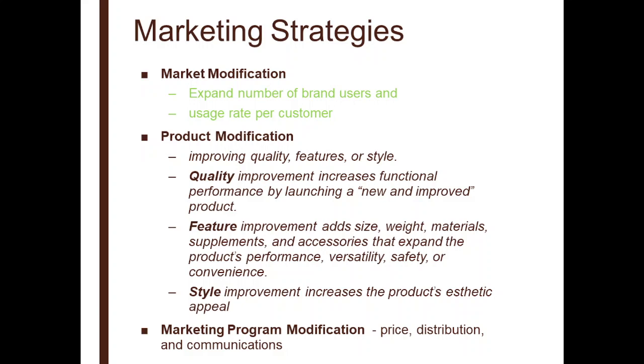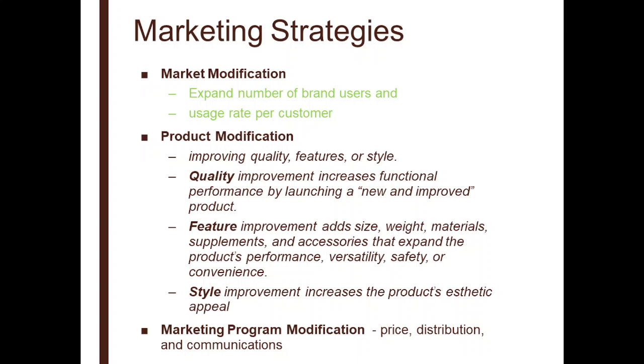2021 Swift. Swift 2021 can do this. Feature improvement. So you can add size, weight, material, supplements, accessories that expand the product's performance, versatility, safety, or convenience. Again, I can use the same Swift example. Accessorize it, come up with a sports edition, come up with different colors. There are different segments who will purchase it. Earlier Swift used to be only sold with normal car tires. Now you give them mag wheels, you give them, say, a spoiler at the end, you give different modifications on the cars. Features, add features.